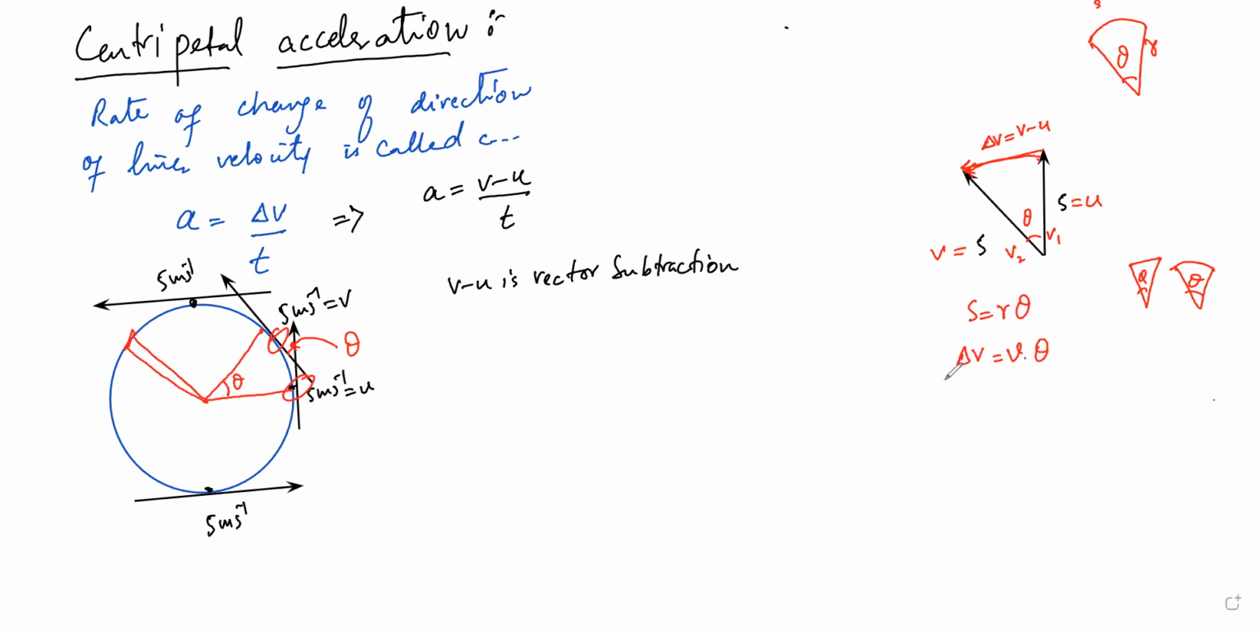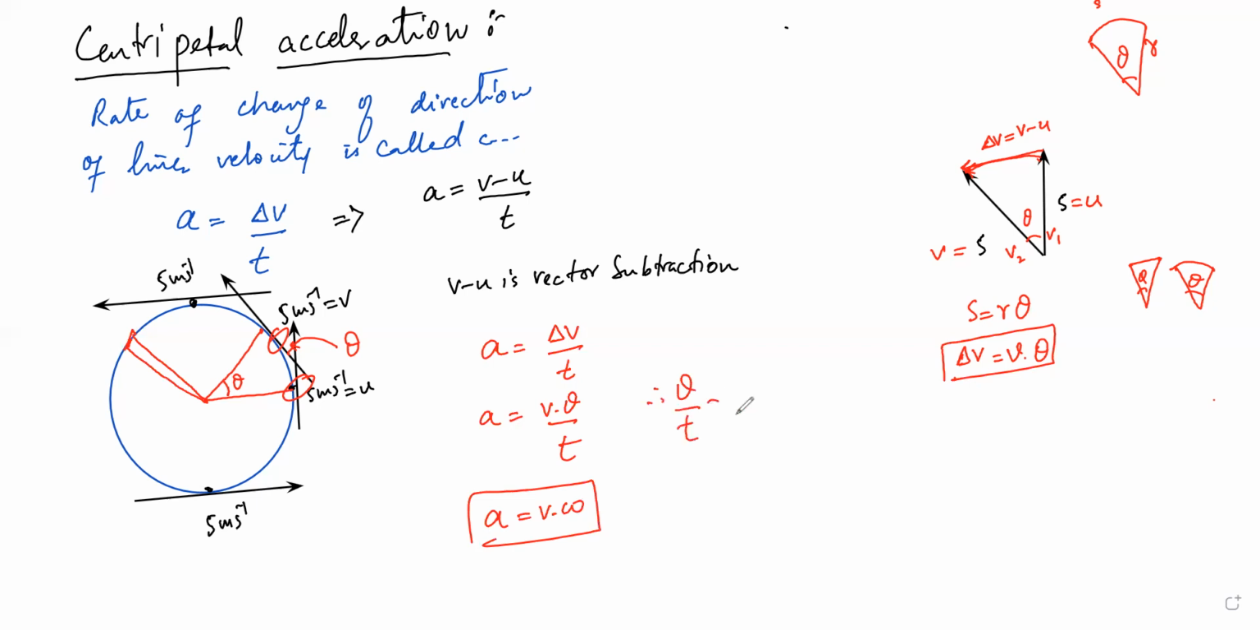So now we have this formula: delta V equals V theta. Centripetal acceleration is delta V upon T. I can put here V theta upon T. Got it? Delta V is V theta. Now it becomes V omega, because theta upon T is omega. So this is how you find out the magnitude of centripetal acceleration by this formula.